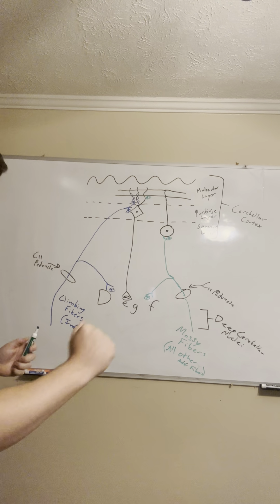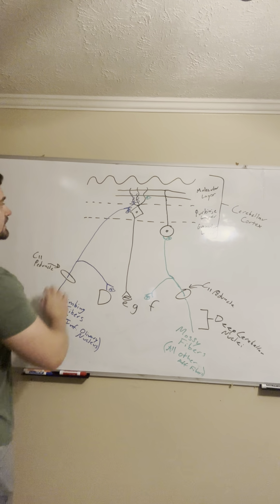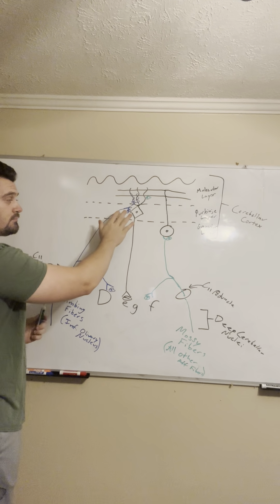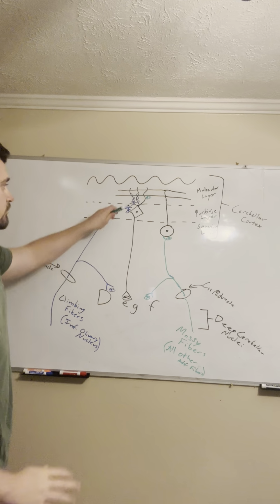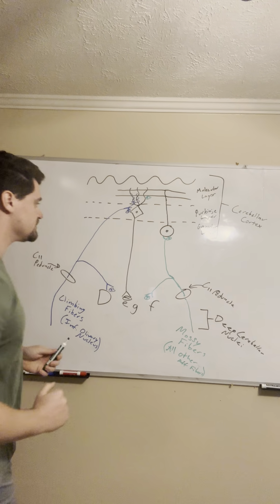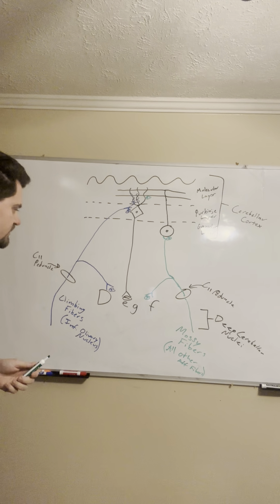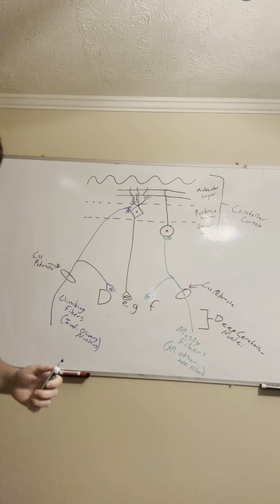So climbing fibers versus mossy fibers. Climbing fibers are coming from the inferior olivary nucleus. They're going to the Purkinje cell itself, so whether we're talking about the molecular or the Purkinje layer. And then the mossy fibers go directly to the granular layer, and then it does the tomfoolery from there. All right, hope that was quick.